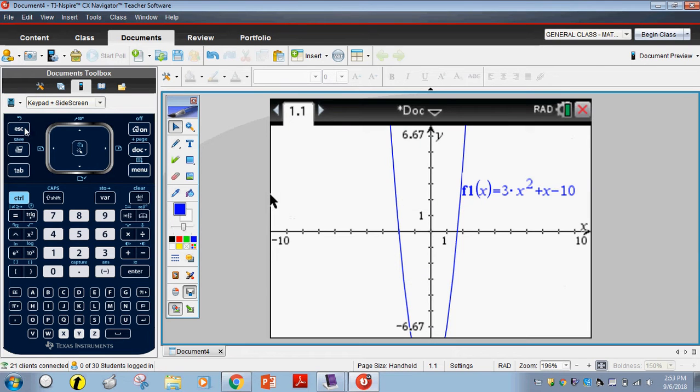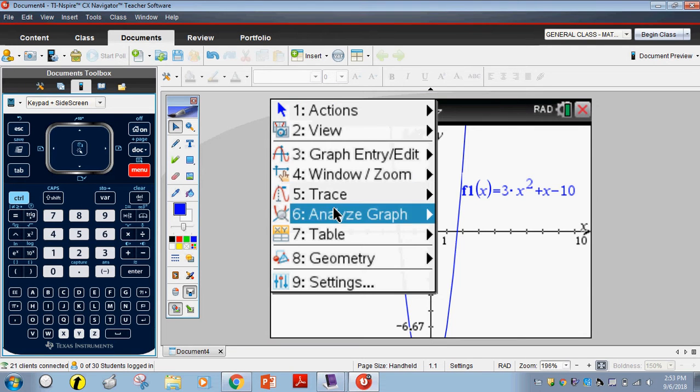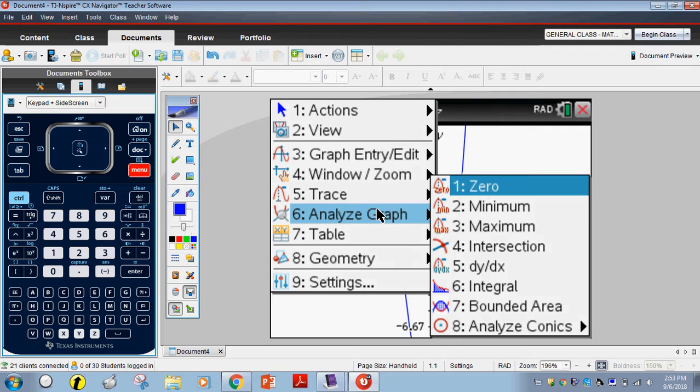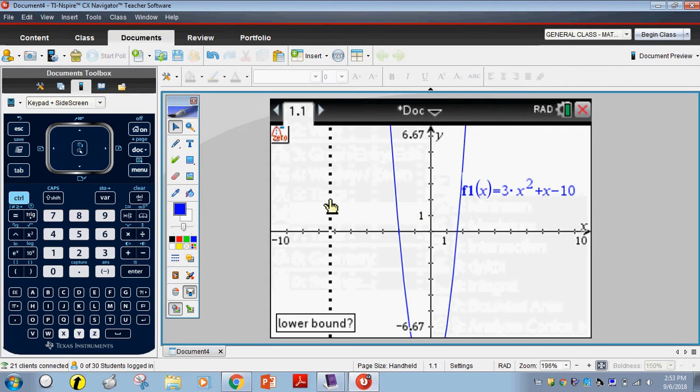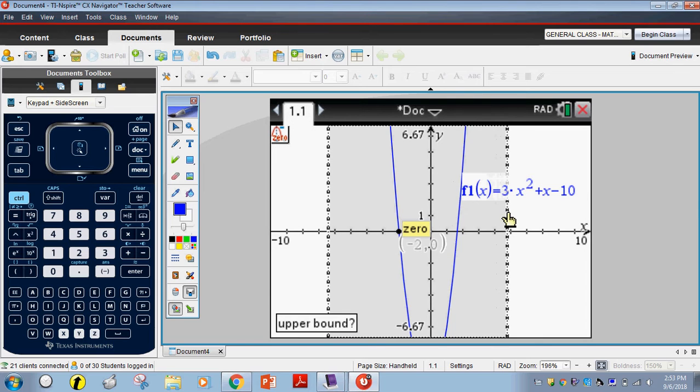Okay? All right. So, to verify, you go menu, 6, analyze graph, 1, zero. I go to the left, and it says that you should have gotten negative 2. Did we get negative 2? I go all the way to the right, and it says you should have gotten 1.67, which is 5/3. Did we get 5/3? Yes. So what does that tell us? What answer is right, and we are geniuses.